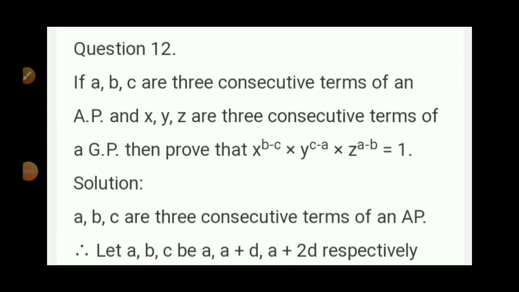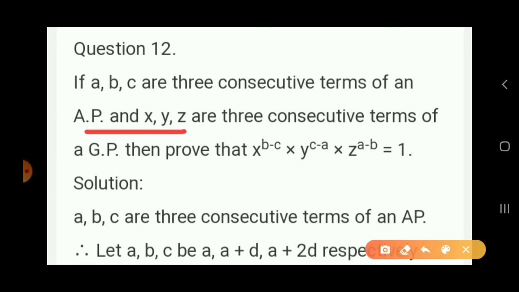If A, B, C are three consecutive terms of an AP, and X, Y, Z are three consecutive terms of a GP, then prove that this value. So now see the solution.